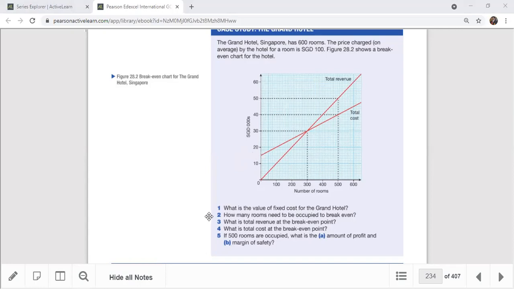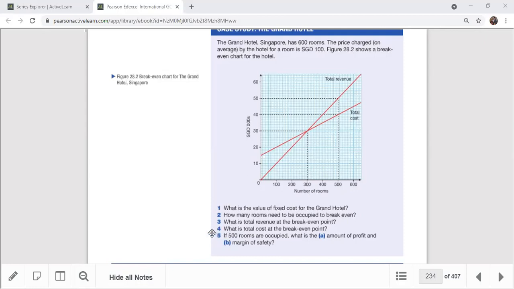Question number 2: how many rooms need to be occupied to break even? They're asking for the break-even quantity. How many rooms need to be occupied to break even? We can go down from the break-even point, the intersection point. Coming down to the number of rooms, that's 300 rooms. So 300 rooms are needed to break even.